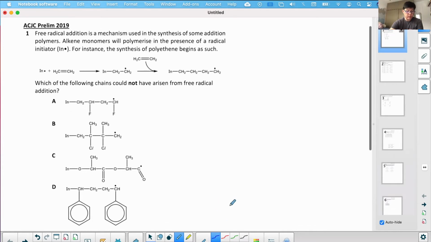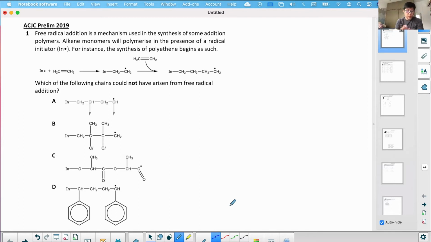Free radical addition is a mechanism used in the synthesis of some addition polymers. So alkene polymers will polymerize in the presence of a radical initiator. For instance, the synthesis of polyethylene begins as such, right? So which of the following chains could not have arisen from free radical addition?